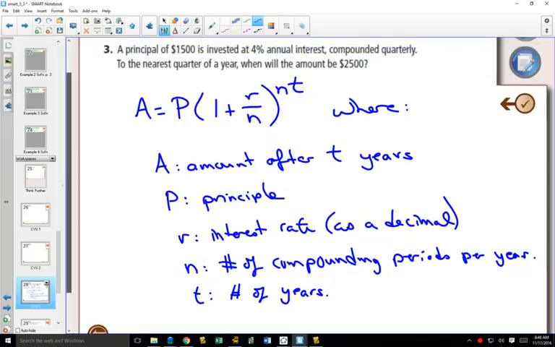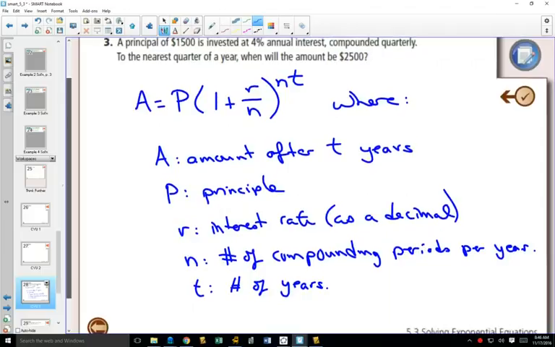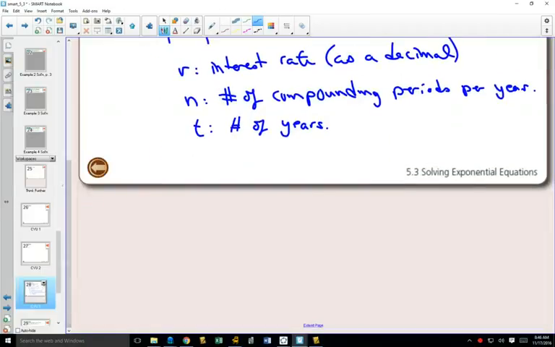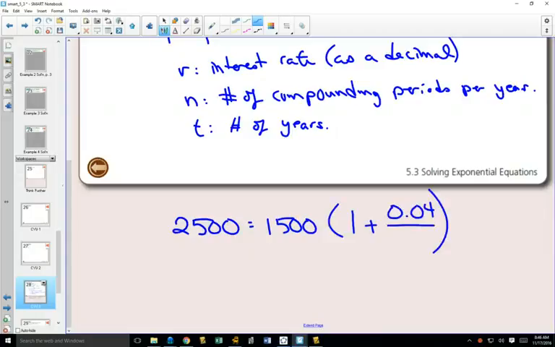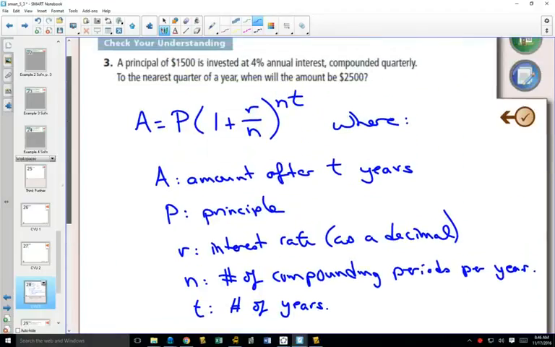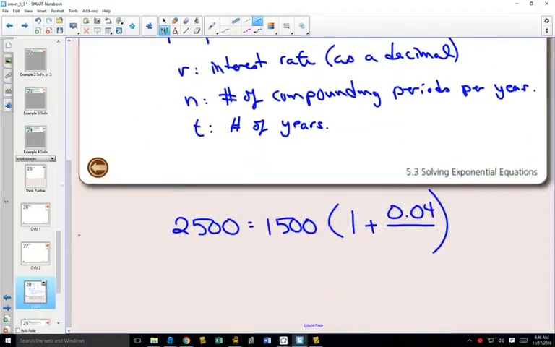So what we have, 4% interest compounded quarterly. When will it be 2,500? So when we put in all that information, we're wondering when the amount will be 2,500. We've got a principal amount of 1,500. Our interest rate was 4%, so we write that as a decimal. And it was compounded quarterly, so that's 4 times a year. And so we get this question.